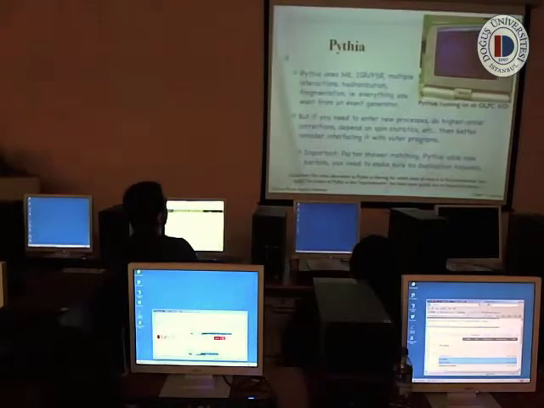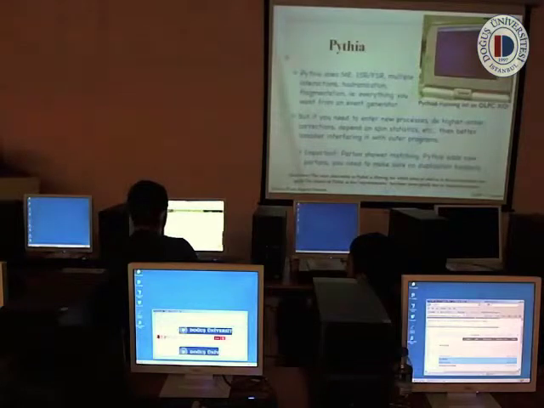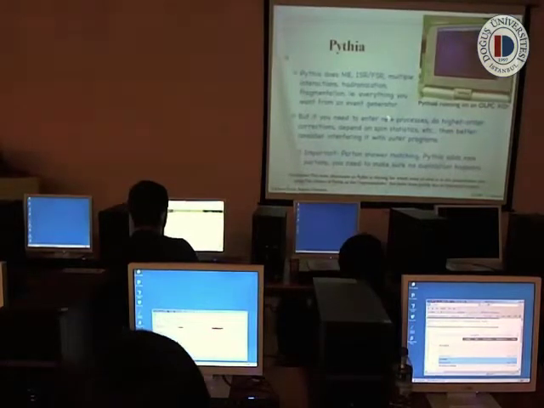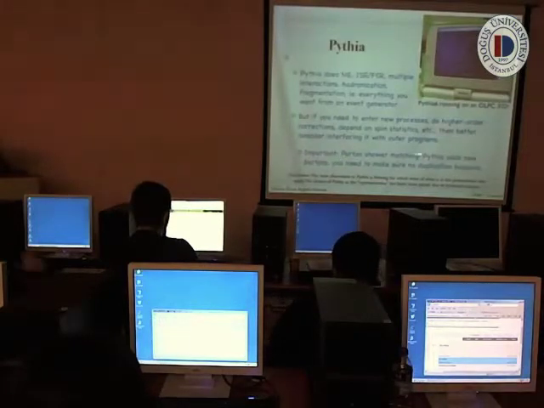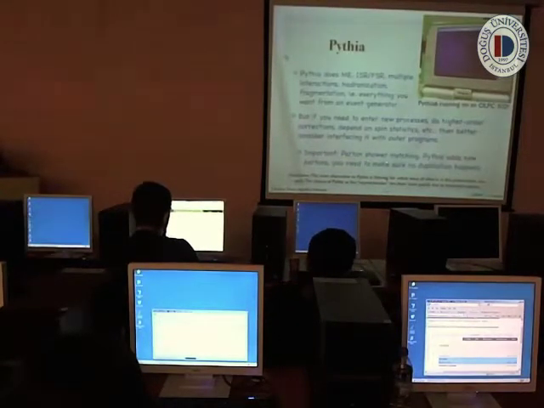So you have to be careful though. Whenever you need to enter new processes, as I explained before, you will probably need to go to a real matrix element calculator for the particular process you're interested in. And one tip is that you have to be careful that you do parton shower matching.